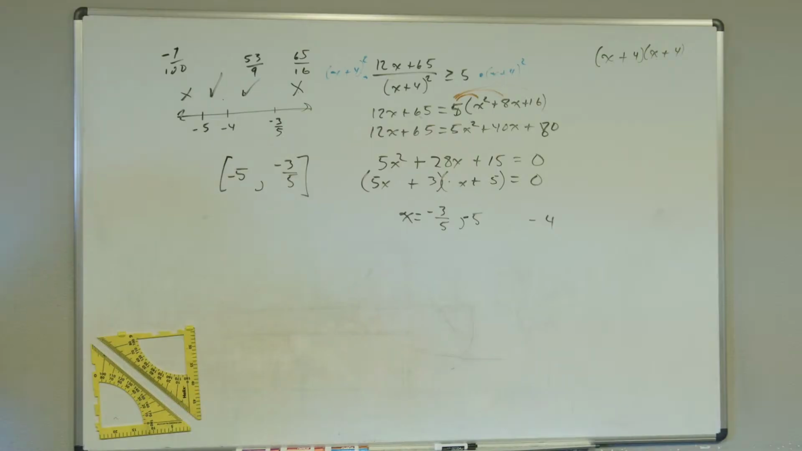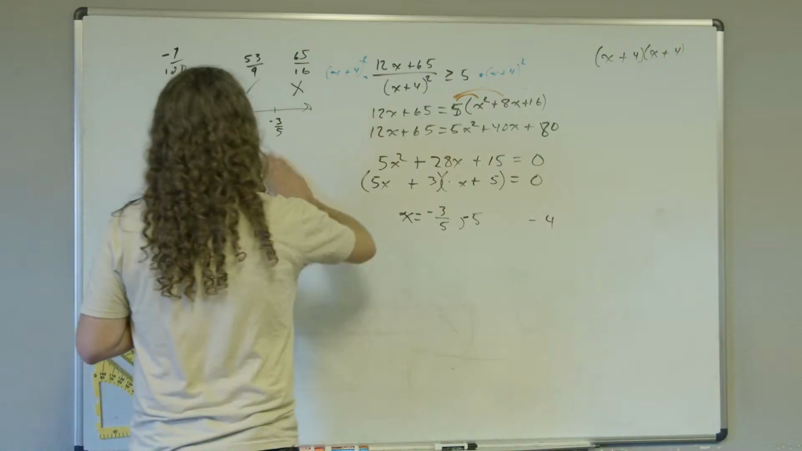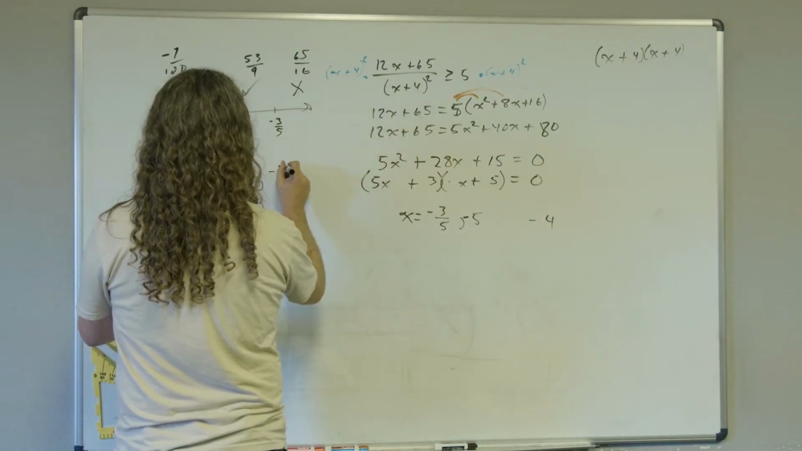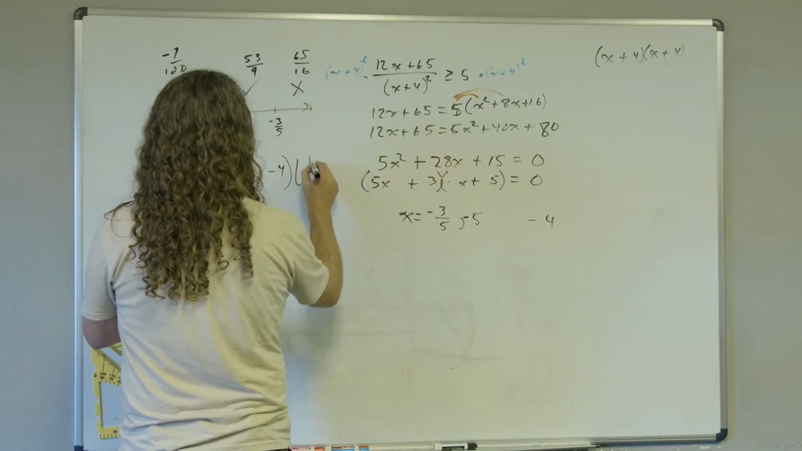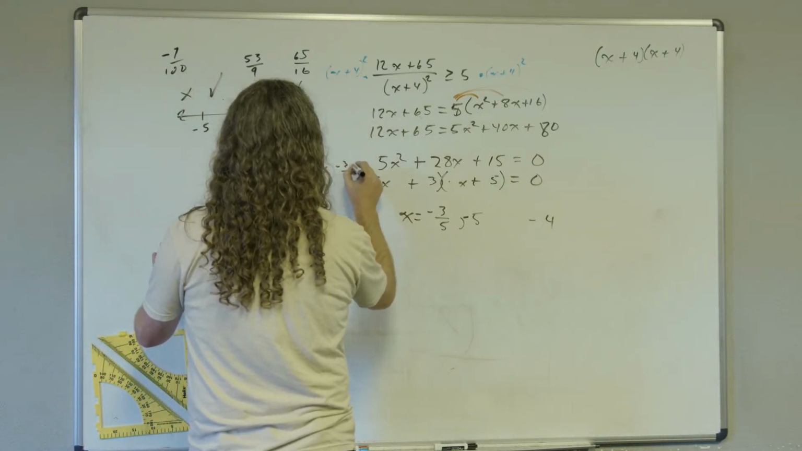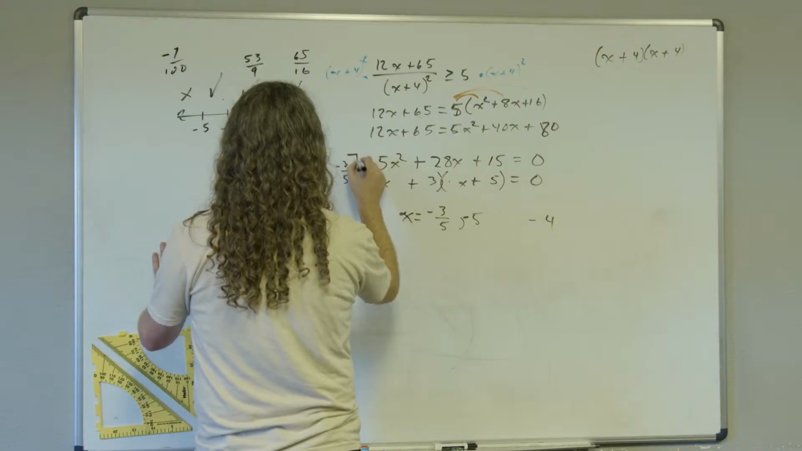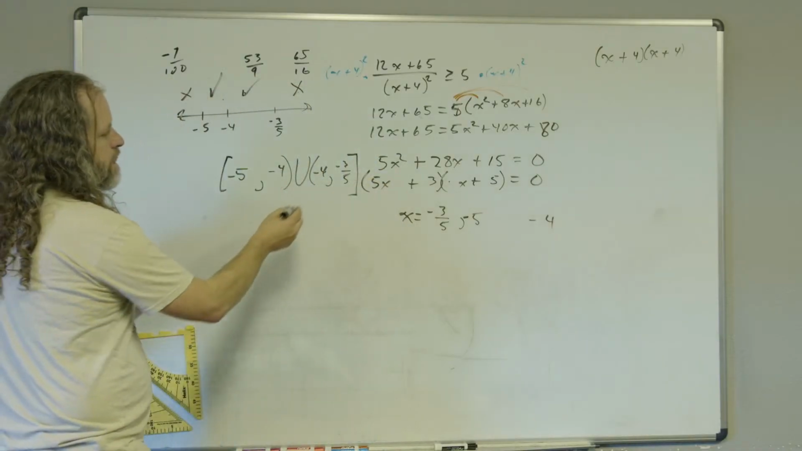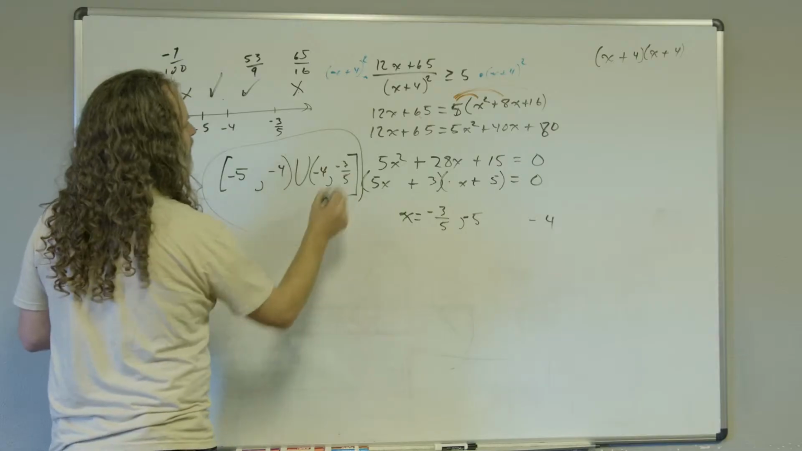Oh, actually, I wrote the wrong answer on the board, right? Oh, yes. Right, because it's not including 4. You can't include negative 4, right? So we have to go to negative 4, and then negative 4 to negative 3 fifths, because there's a hole.